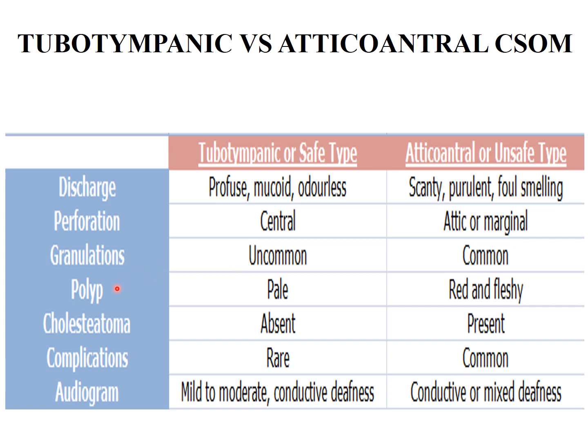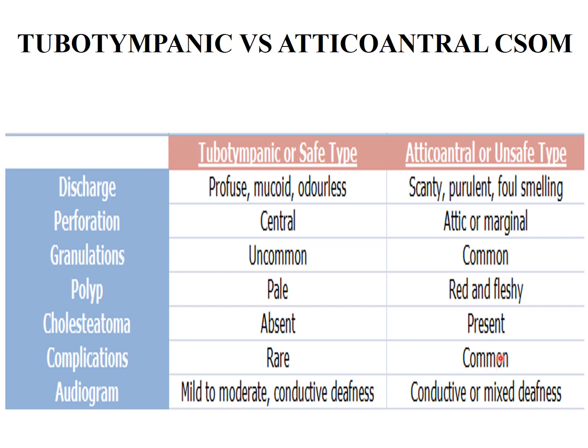The polyp will be smooth, pale and edematous in tubulotympanic, while it will be red, fleshy, maybe irregular in atticoantral. Cholesteatoma is only present in the atticoantral type of disease while absent in tubulotympanic. The rate of complications is very rare in tubulotympanic, while the intracranial complications are absent in tubulotympanic. While in both, if cholesteatoma or granulations are there and not treated timely, it will lead to complications.